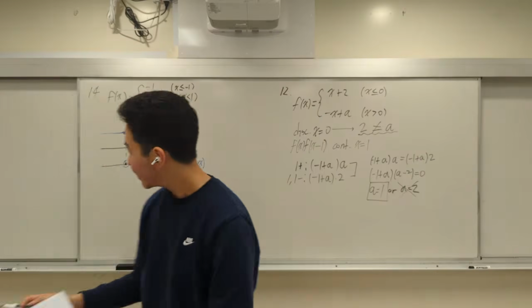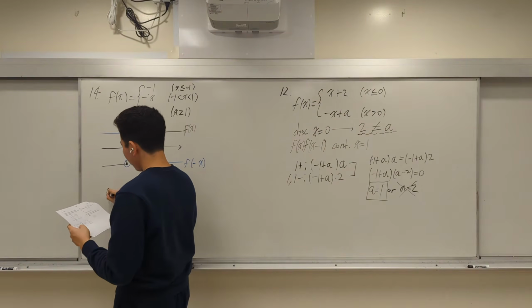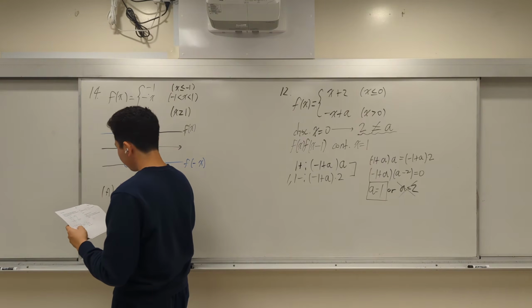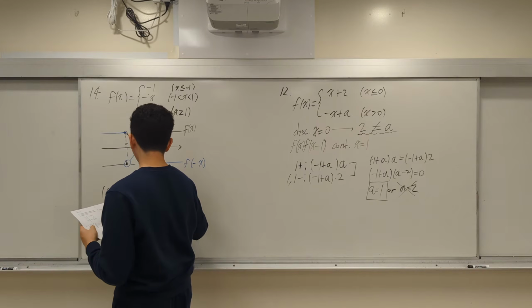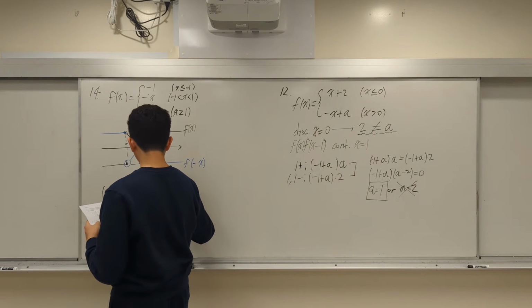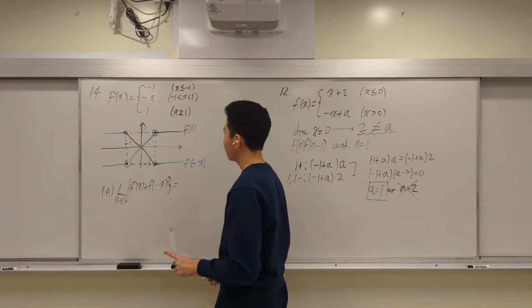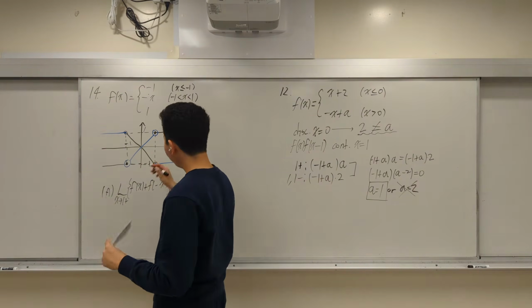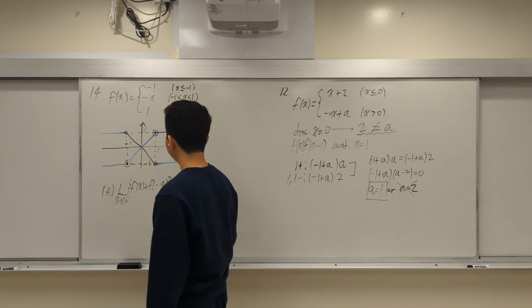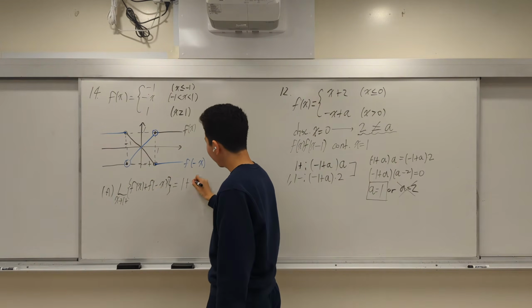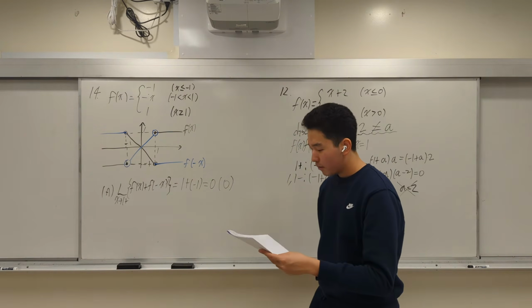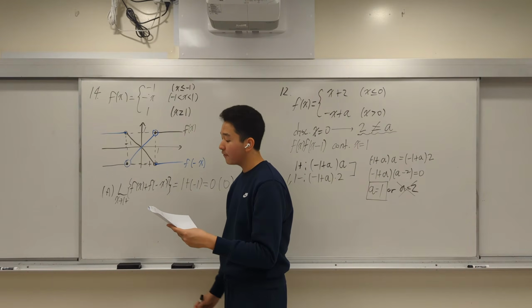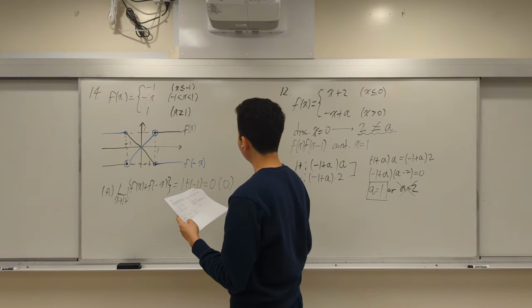Okay, so let's see. Option A is the limit as x goes to 1 plus of f of x plus f of negative x equals 0. Is that true? Okay, let's go to 1 plus. So 1 plus of the black function is 1, and 1 plus of the blue function is negative 1, right? So it's 1 plus negative 1, which is 0, and the statement is true. Okay, option B, function f of x plus f of negative x is continuous at x equals 1.